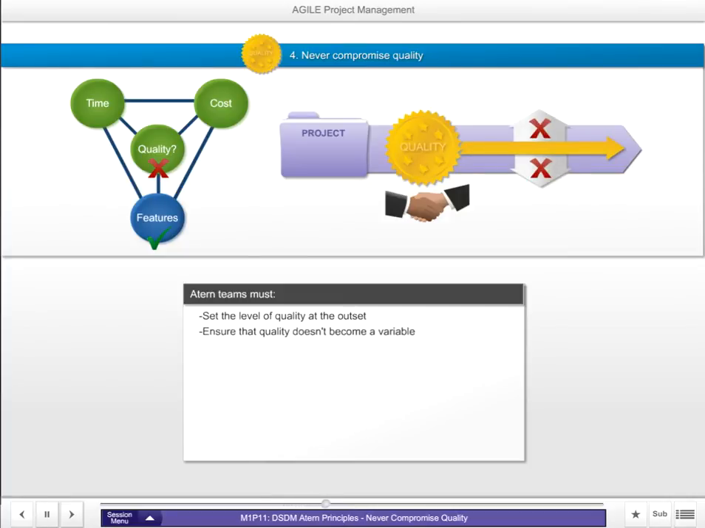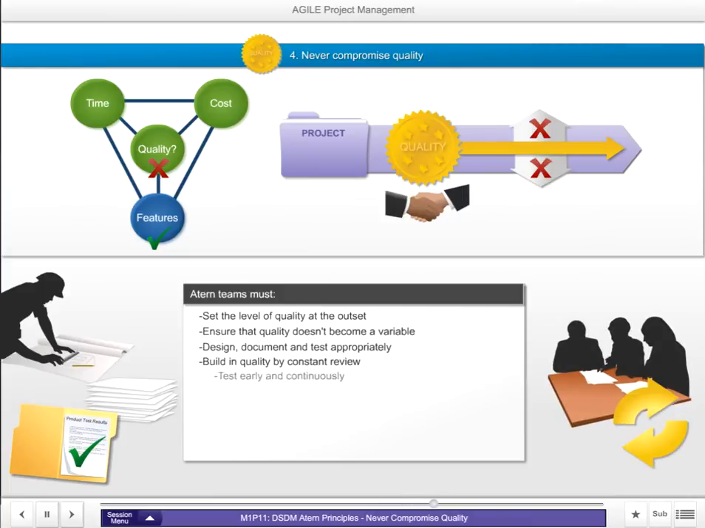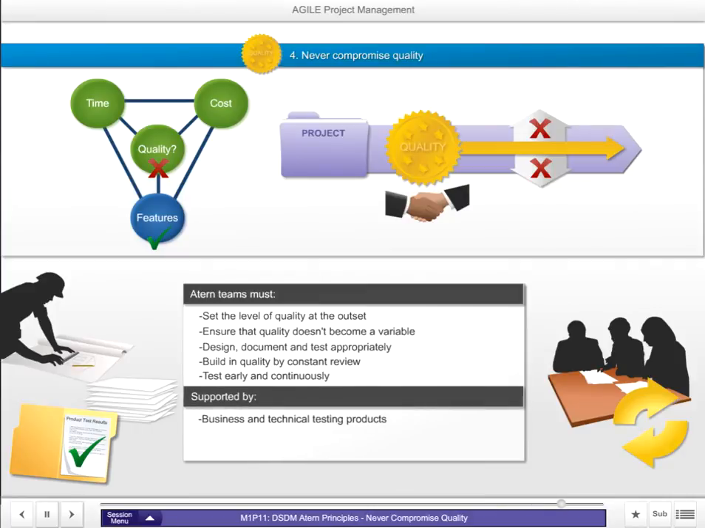In order to satisfy this principle, ATERN teams will need to design, document and test appropriately, and build in quality by constant review. Early and ongoing testing will ensure the quality of the evolving solution and avoid the occurrence of nasty surprises at later stages. ATERN supports this principle by providing various business and technical testing products and regular reviews throughout the life cycle.